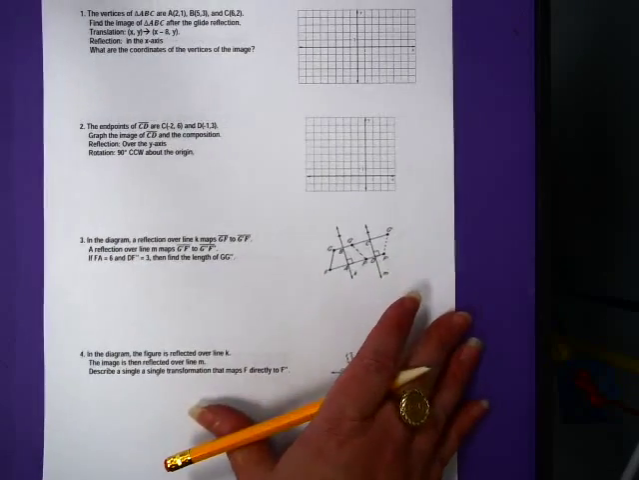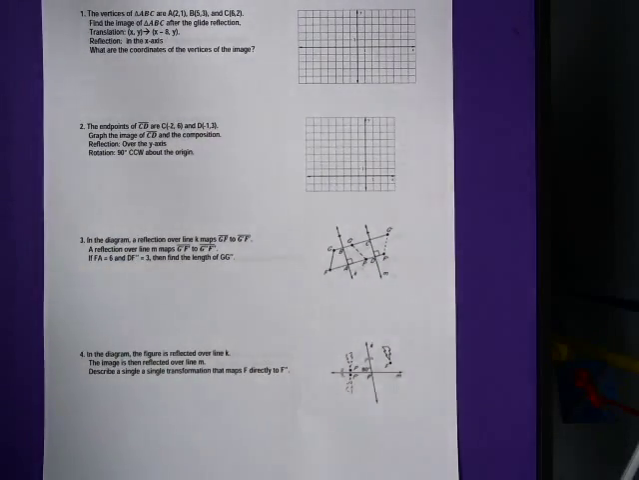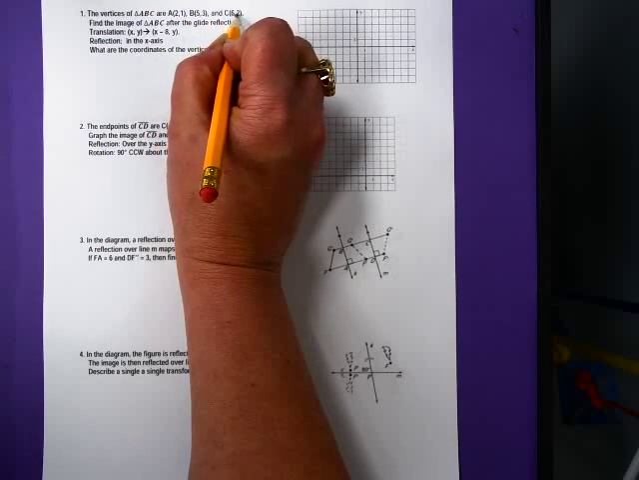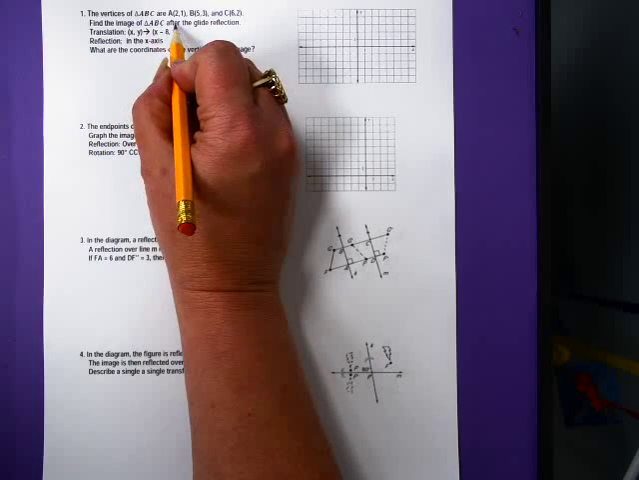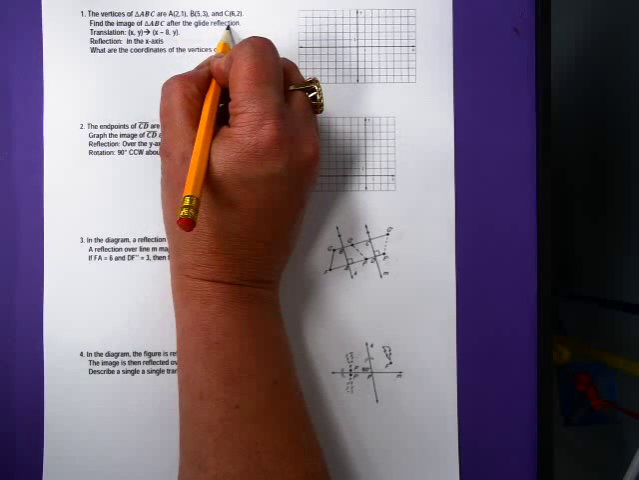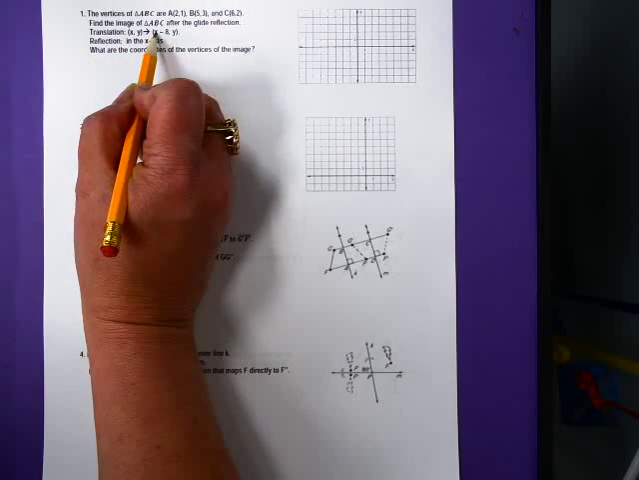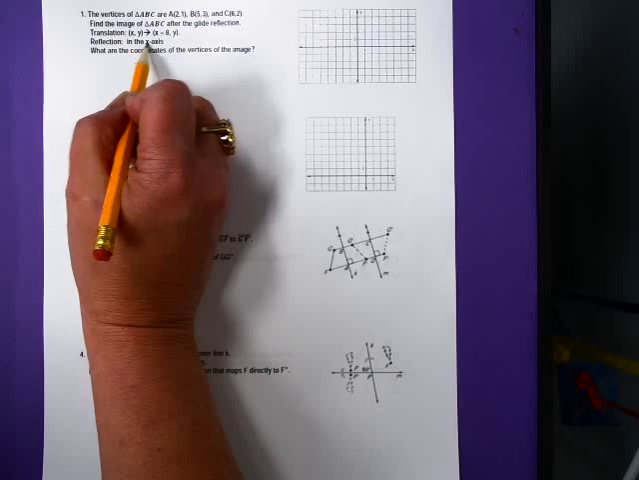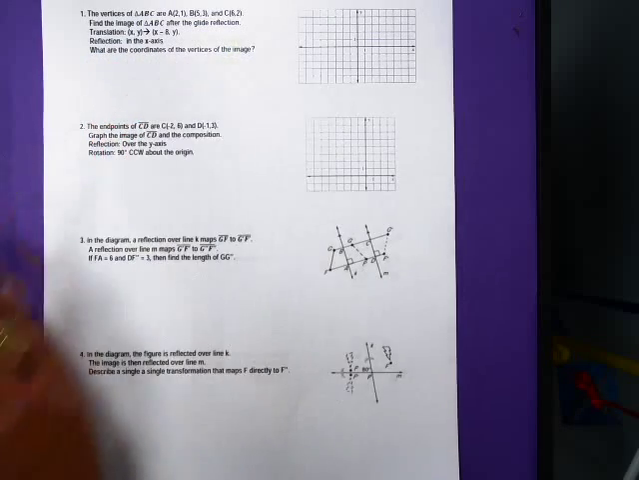All right, so let's do some examples. My first example says that the vertices of triangle ABC are A (2, 1), B (5, 3), C (6, 2). Find the image of ABC after a glide reflection. Remember, it's going to be a translation and then a reflection. Here's the translation: I'm going to be shifting it to the left 8, and then I'm going to reflect it over the x-axis. Then I want to know what are the new coordinates of the image.